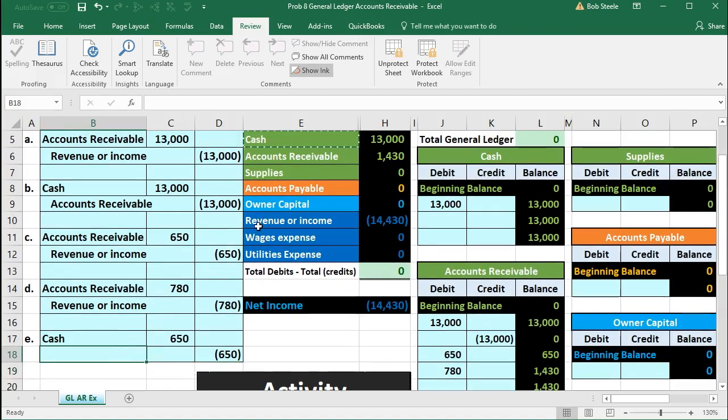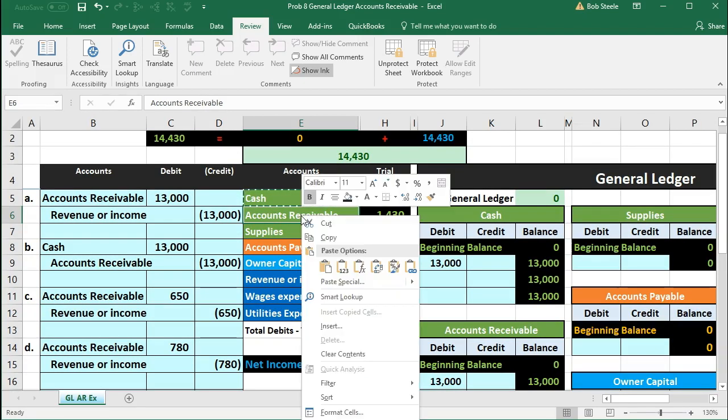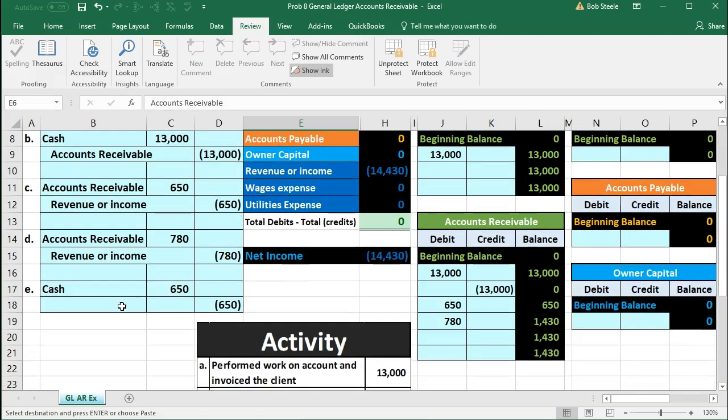Now, you would think maybe revenue, since we got money for work we have done, but we did the work in the past and had already recorded the revenue up here. Therefore, we're not going to credit revenue, but accounts receivable. We are decreasing the receivable. So I'm going to copy the receivable. We're going to put that down here in B18, right click, paste 1, 2, 3. We're going to double click in front of the A, space 3 times.